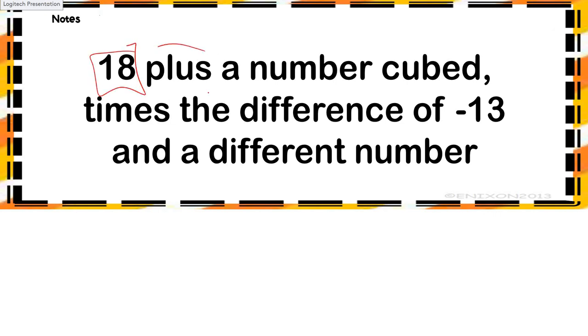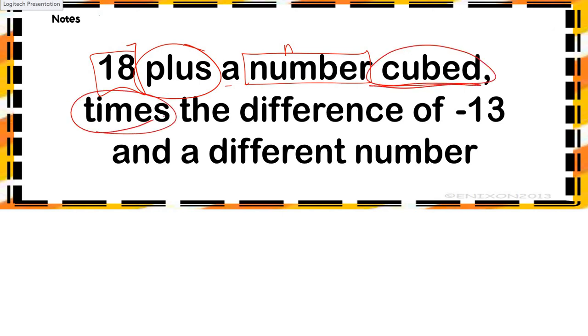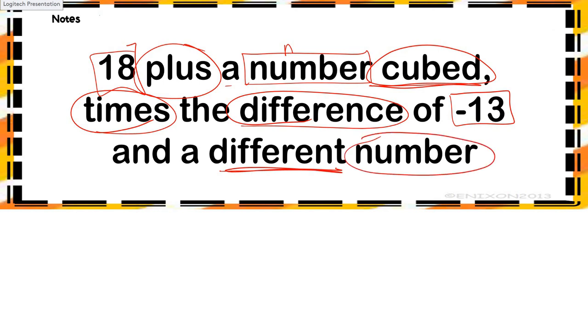So I have 18 plus a number. I don't know what the number is, so I'm going to assign it a variable right away, and I'm going to go with n, cubed, times the difference of negative 13 and a different number. So again, this number can't be n, it has to be something else, so I'm going to make it x. So 18 plus a number cubed, so that n is going to be cubed, which means it's taken to the third power. Here's a comma, so then I want to multiply that by the difference.